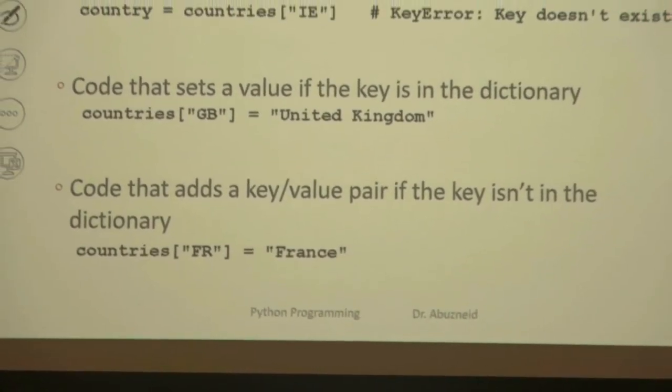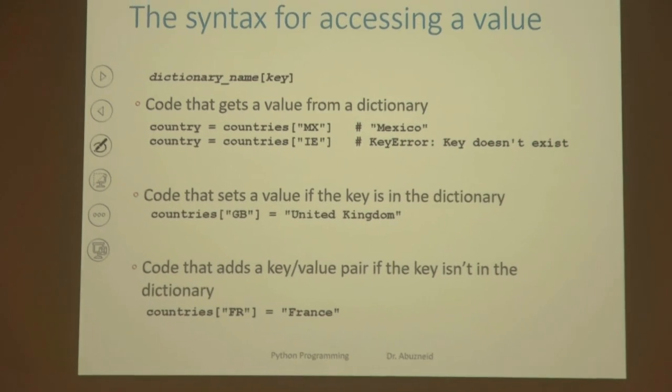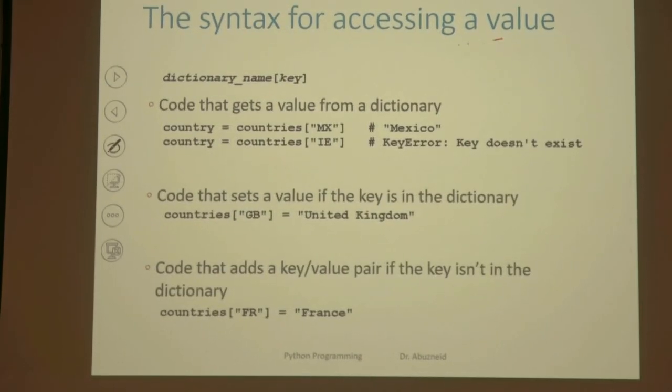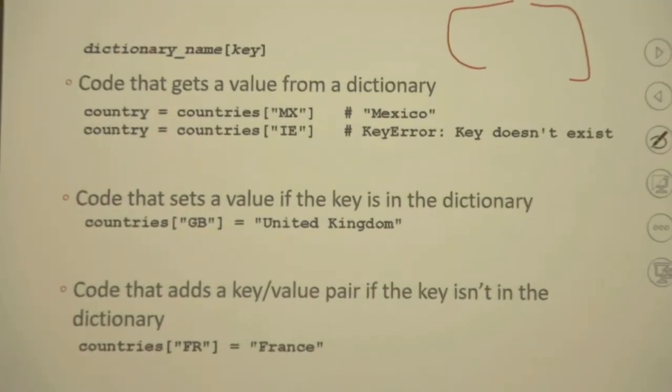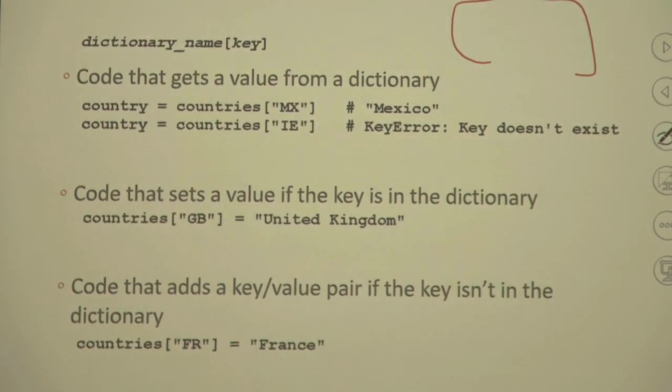How do we access the dictionary again? By index, and the index again has to be inside square brackets always. But this time what do we use? The key. We use the key. Code that gets a value from a dictionary.